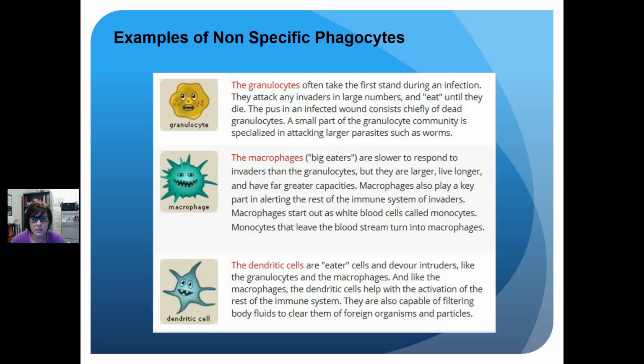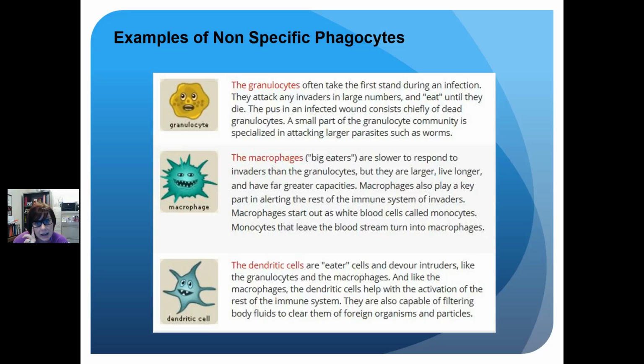So when you see someone with a cut that's got a lot of pus in it, like an infected wound, even though it looks gross, most of that pus is actually made up of these dead granulocytes that have eaten themselves to death. And a lot of the granulocytes go after parasitic worms.